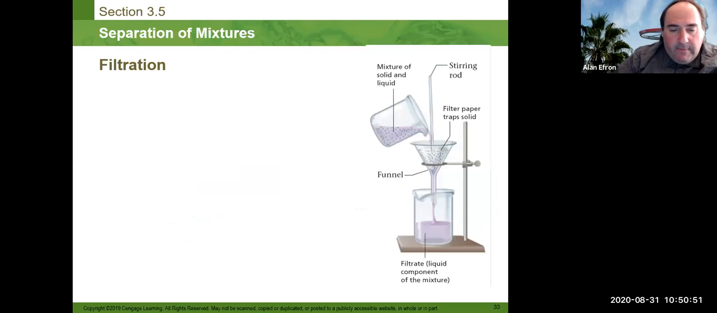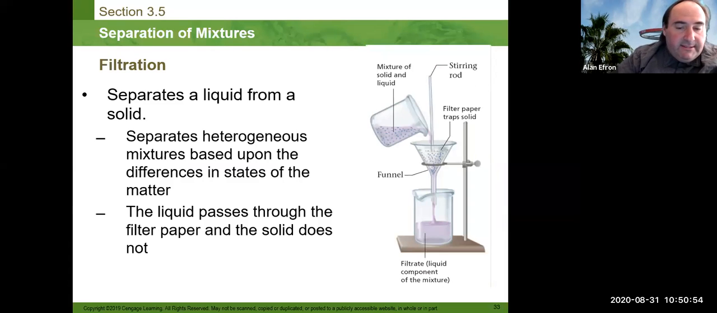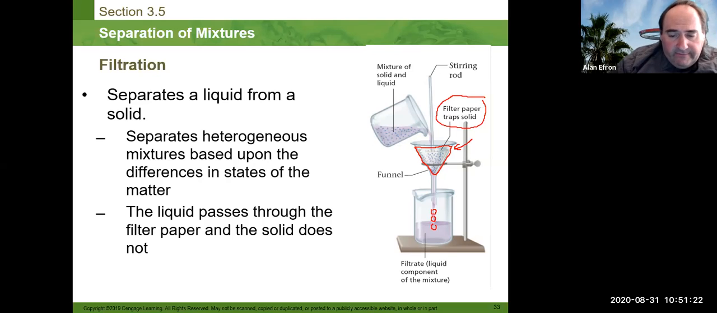Now, filtration, as I mentioned, is a really good way to separate a solid from a liquid. A typical filtration setup is like this. We have a funnel, and we have a piece of filter paper that's folded inside the funnel. As we pour our sand and water mixture in here, the liquid part is small enough to pass through the filter paper and the funnel and drip down into the bottom. Obviously up here, the paper will catch the sand because it's too big to go through the filter paper.